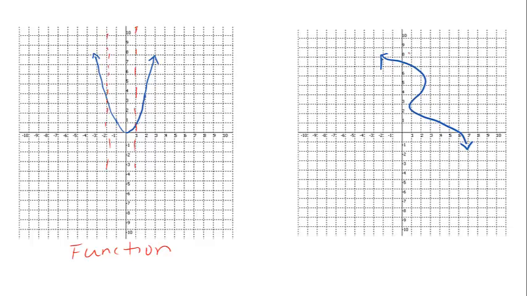But if we look at this one over here, there's plenty of places where, if I draw an imaginary vertical line through here, I see that it hits my graph here, here, and here. That means that when x is 2, there are 3 different y values. Okay? We can't have that. We know that each input value or domain value has to have only one range value. This is not a function because it doesn't pass the vertical line test.